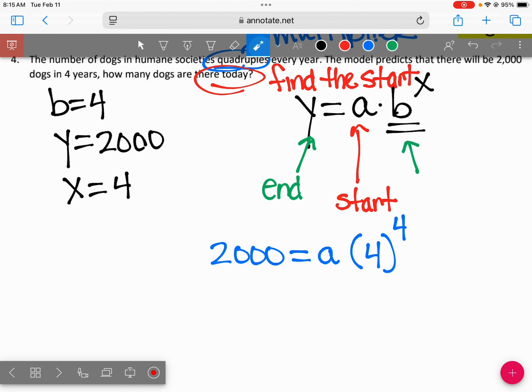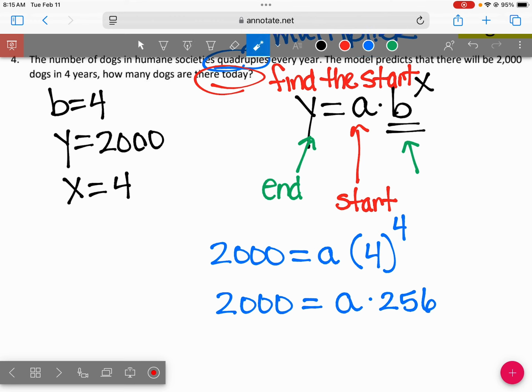So pick up your calculators and figure out what this number would be. Remember, 4 to the power of 4 does not mean 4 times 4. That means 4 times 4 times 4 times 4. So what's 4 times 4 times 4 times 4? 256. So it's A times 256.